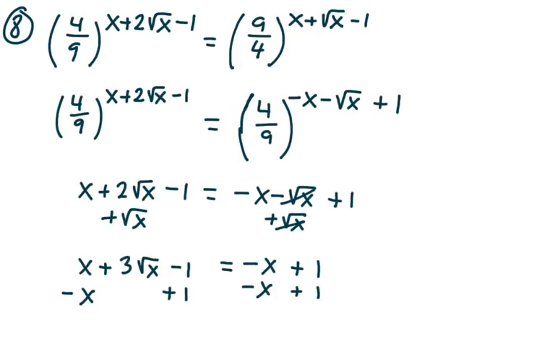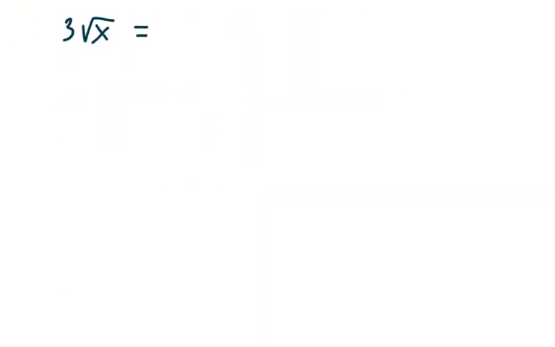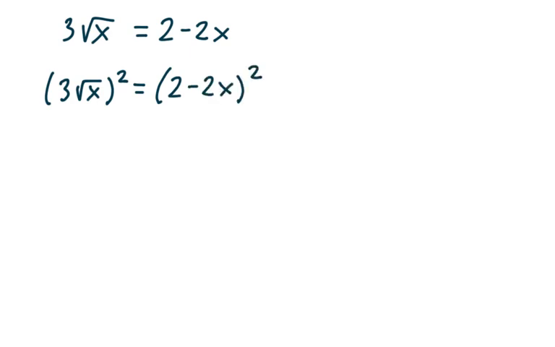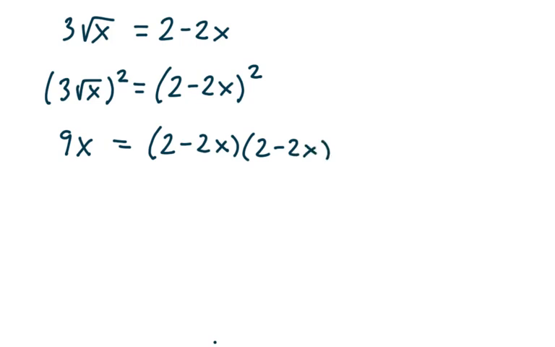So what happens when I do that? On the left-hand side, I get 3 times the square root of x. On the right-hand side, I get 2 minus 2x. And then from here, I'm going to square both sides. So 3 square root of x to the second is 2 minus 2x raised to the second. On the left-hand side, I get 9x. On the right-hand side, I get 2 minus 2x times 2 minus 2x. And I'm going to FOIL that out.